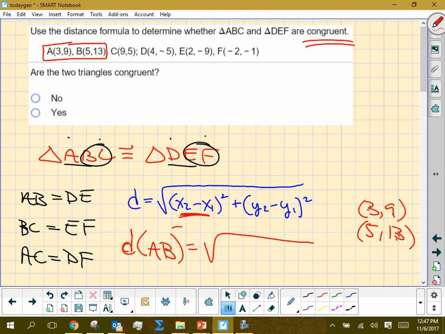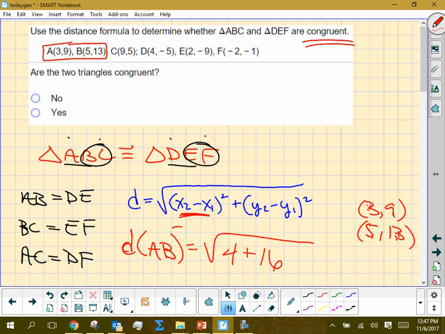So what's 3 minus 5? -2. But I don't care about the negatives, I'm going to square, right? So if you want to keep the -2, keep it. If you want to make it positive, make it positive. So -2 squared is 4. And I can just keep it positive if I want to, because 2 squared is still 4. So no matter the order that I subtract, when I square it, I always get 4. What about 9 minus 13? That's -4. Square that? 16.